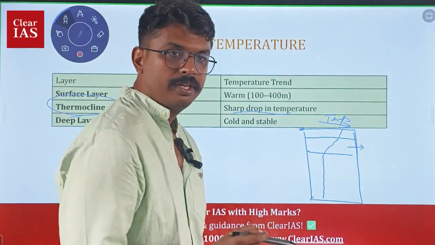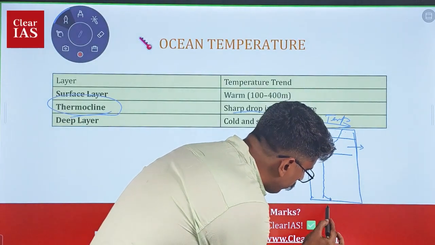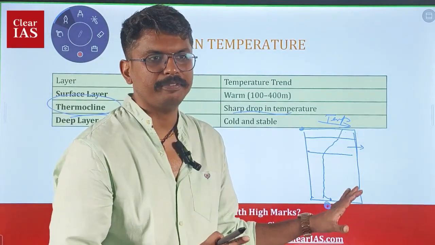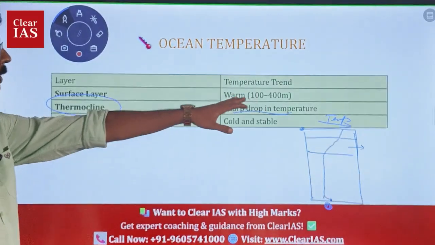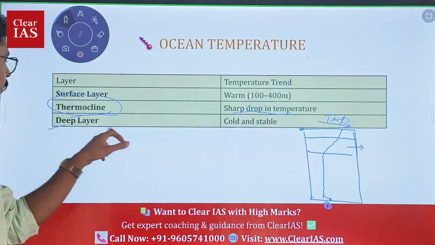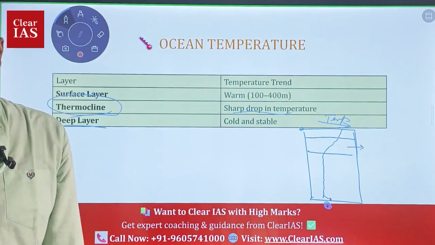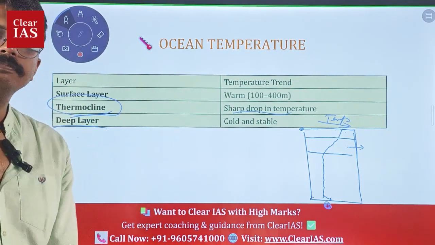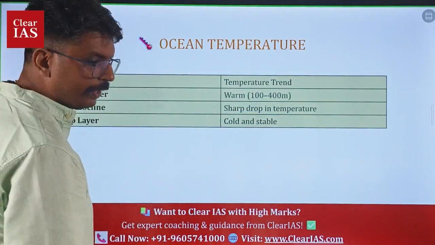And in some books they show at the bottom that sometimes the temperature increases again, because if there is a geothermal vent where heat comes up from the ground, sometimes, not everywhere. So the surface layer is warm, 100 to 400 meters, then the thermocline, where there is a sharp drop in temperature. Then you have the deep layer, where you have cold and stable temperature. All okay?